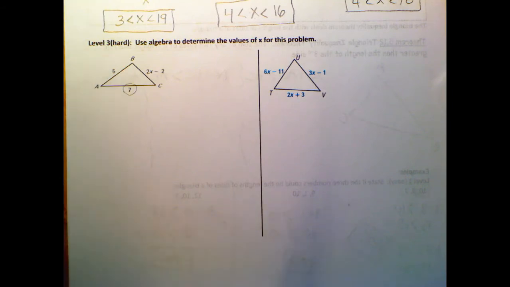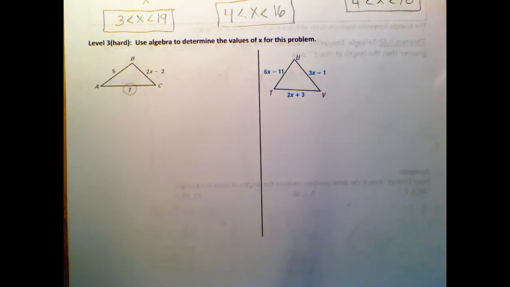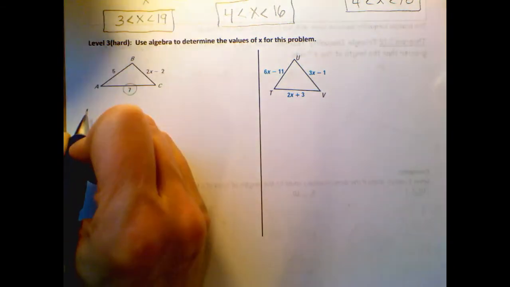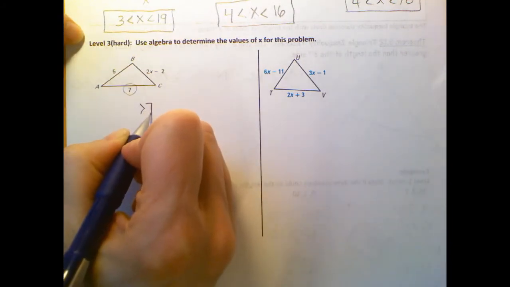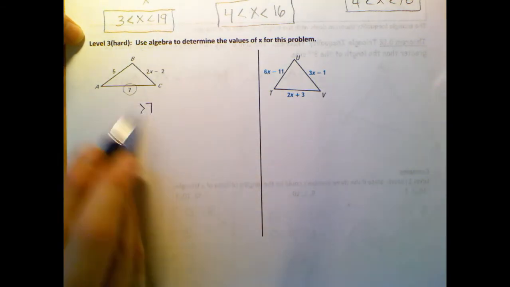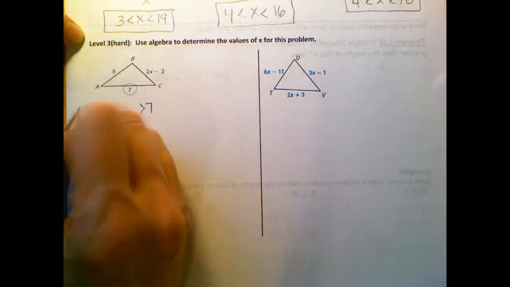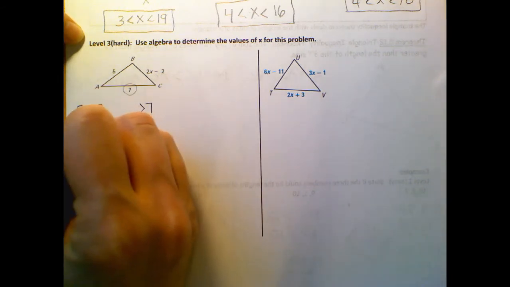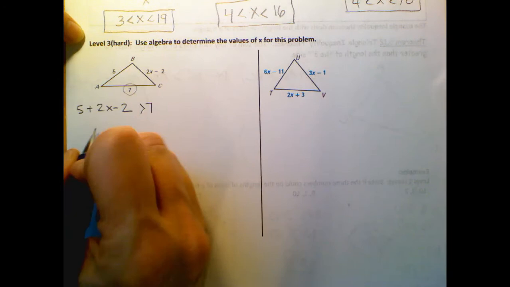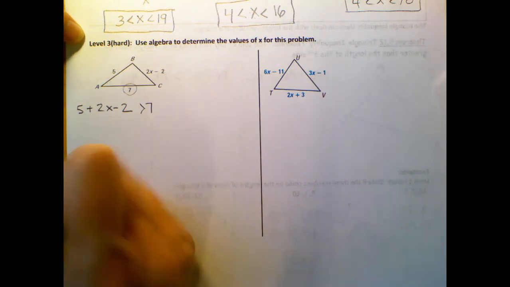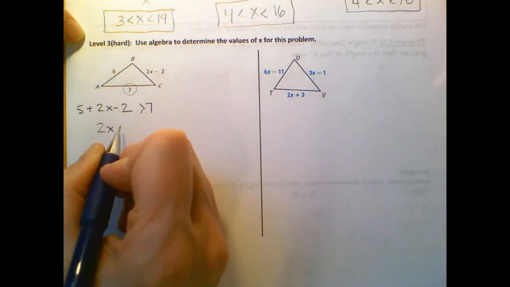I know it's drawn like it is, but we can't guarantee just because that side looks shorter that it actually is when there's an x there. So we're going to set it up as if 7 is the longest side. So we're going to put 7 over on the right-hand side, right? If that's longest, these two added together have to be greater than it. So 5 plus 2x minus 2 has to be greater than 7. All right, let's see. 2x, let's see, 5 minus 2 is 3.